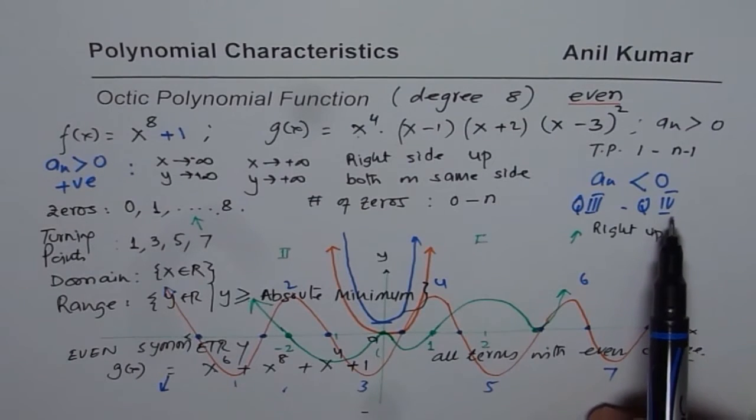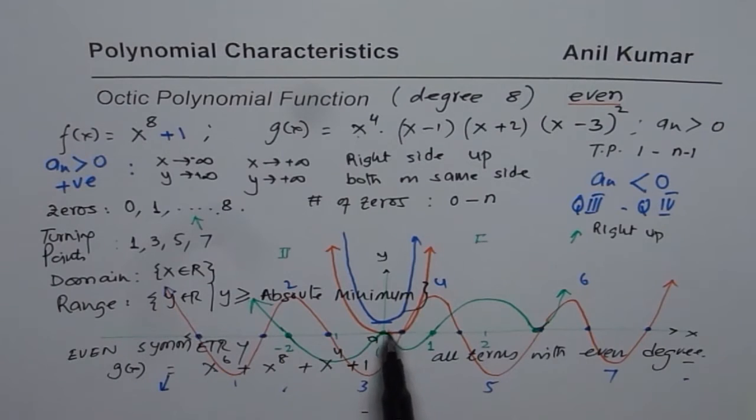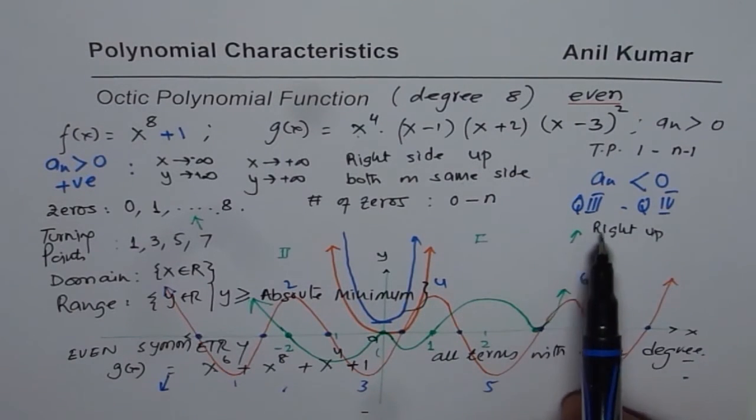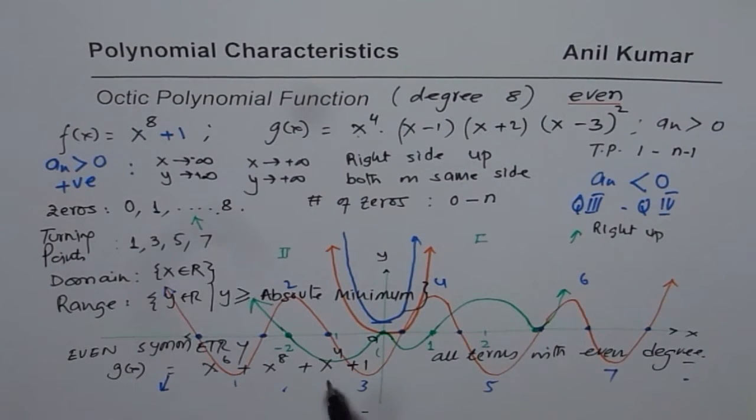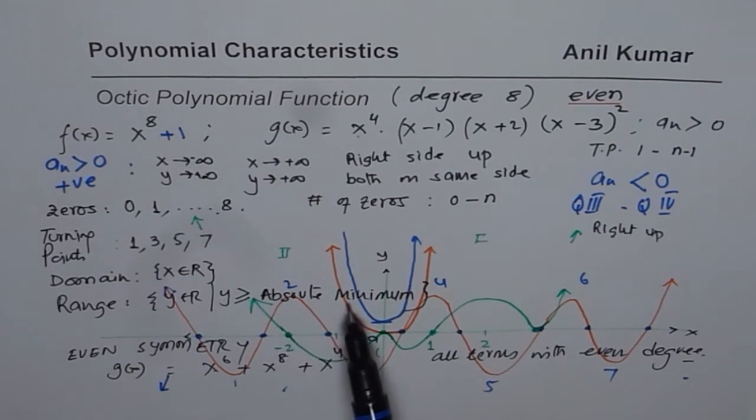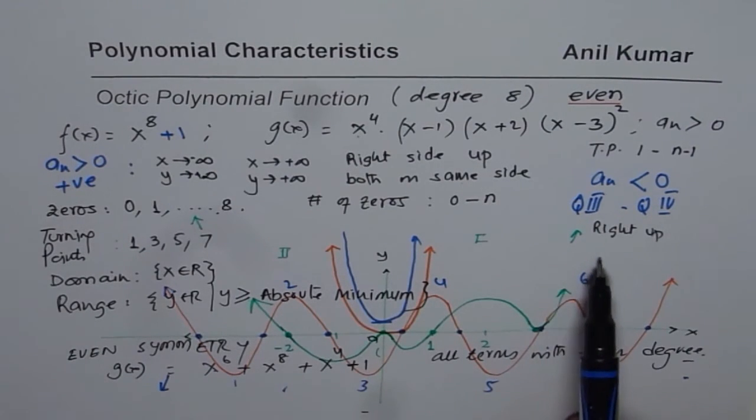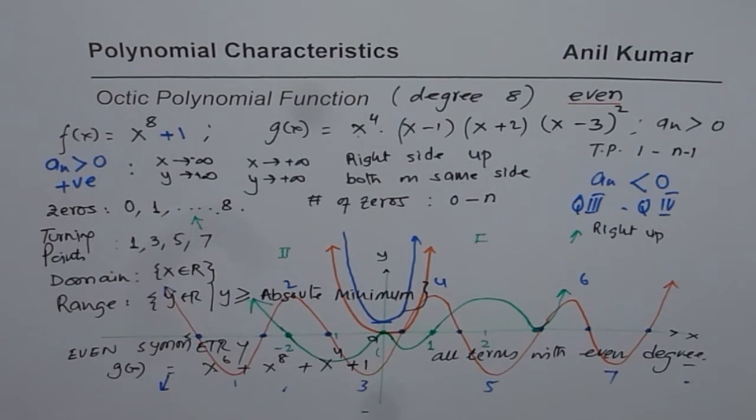I will encourage you to take a few examples, just negate these, sketch them, and then see that these functions where the leading coefficient is less than 0 have end behavior from quadrant 3 to 4, and they may have an absolute maximum, right? Not a minimum. So the range will be less than or equal to that absolute maximum. But the number of turning points and zeros will remain what we have discussed here. Turning points will be from 1 to n minus 1, and the zeros will be from 0 to n.